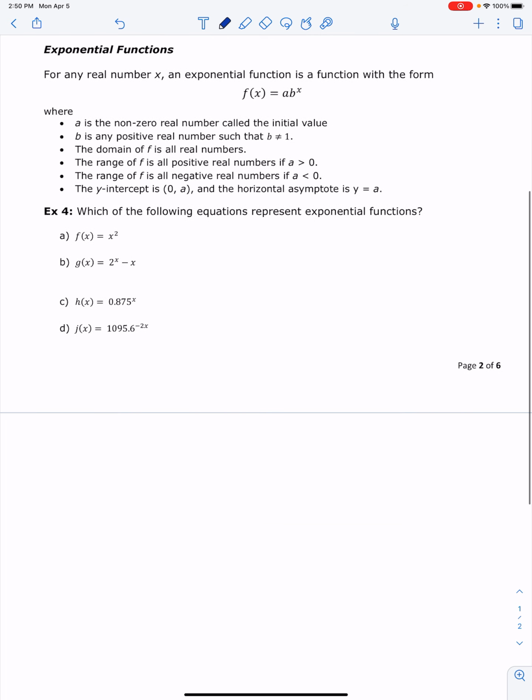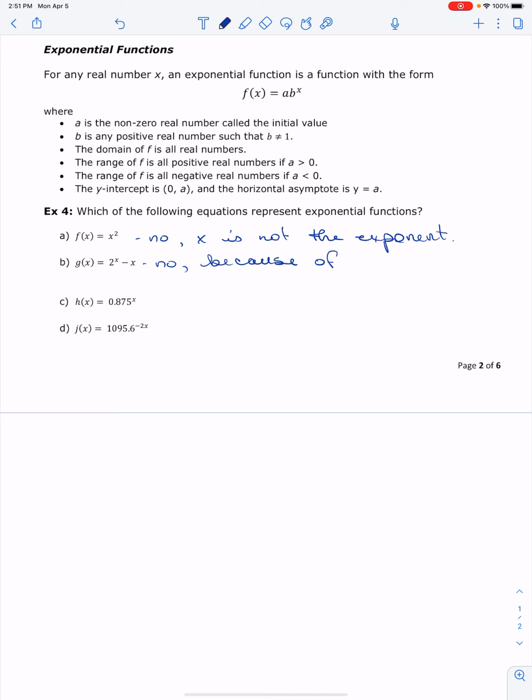And so, which of the following represent exponential functions? This you know, right? It's a quadratic function, x to the second. So x is not the exponent. It's a power function, x to a power. B, also no, because of the minus x part. So this is not purely exponential.